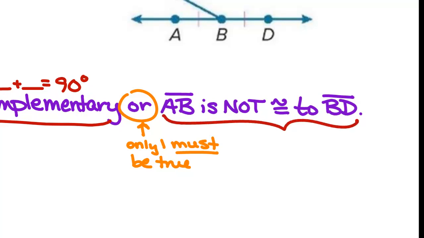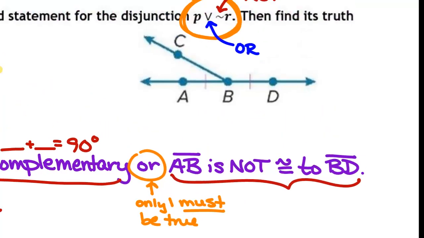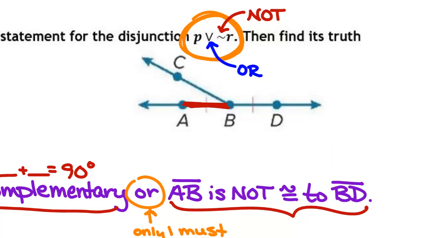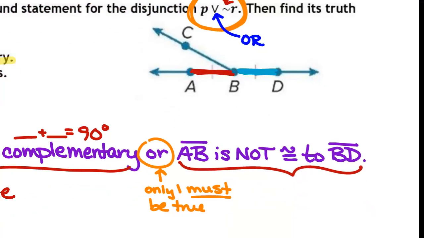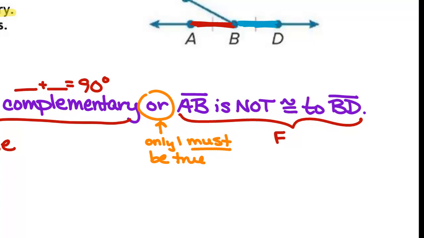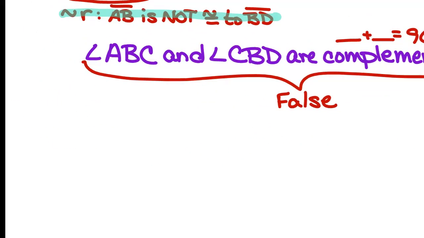What about the second part of the sentence? Segment AB, this segment right here, is not congruent to segment BD, this segment right here. That is false because they really are congruent. Which means that my compound statement, my disjunction, is false.